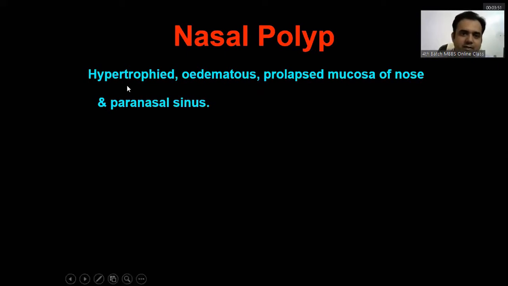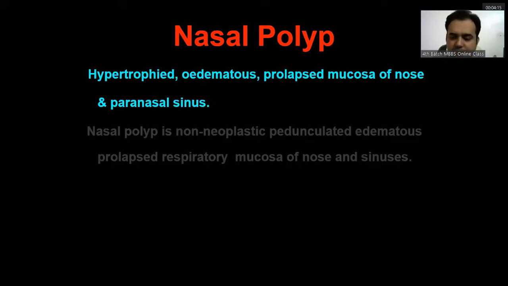And look here, there are a few terms. Hypertrophied. Normally mucosa is attached to the inner structures, but here it is hypertrophied, and then it becomes edematous. Similarly, it is prolapsing. It is protruding. If it is not protruding, then it is not a polyp. It should be protruding, either going behind or coming outside.